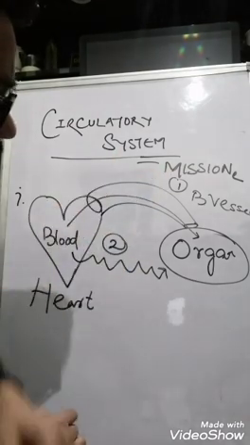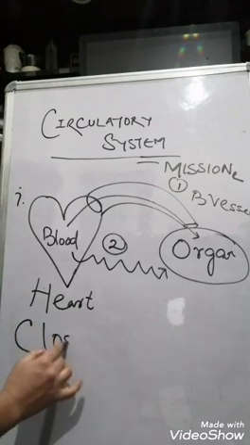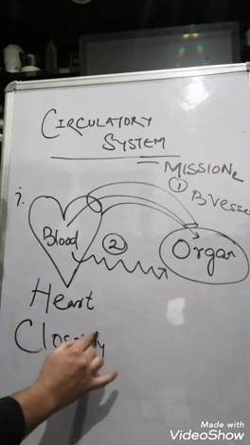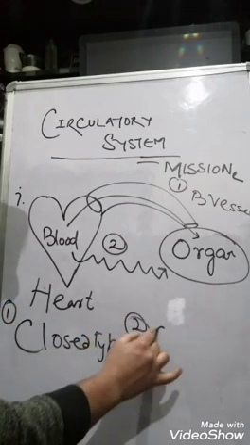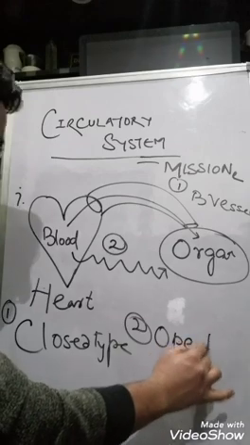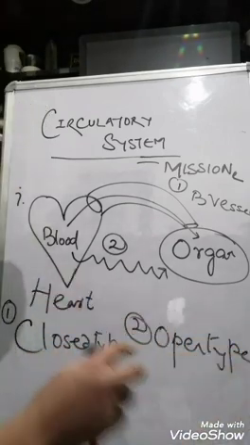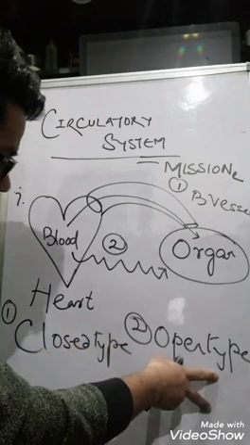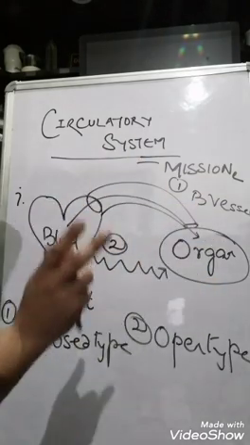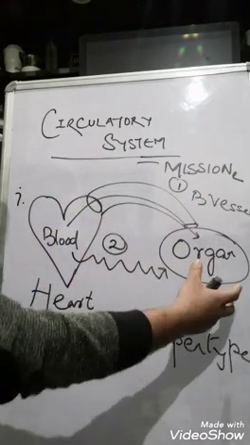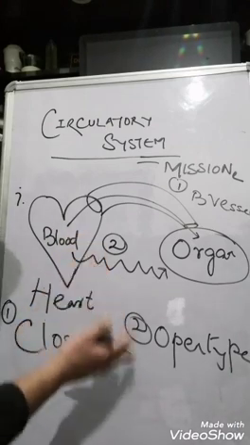This number one way that I have shown on the board, we call it as closed type. And this number two that I have shown on the board, we call it as open type. So what I mean to say here is that our circulatory system is of two types. One is the closed type and another is the open type. The closed type, blood moves to the organ via a blood vessel, and the open type, the blood moves to the organ without the involvement of the blood vessel.